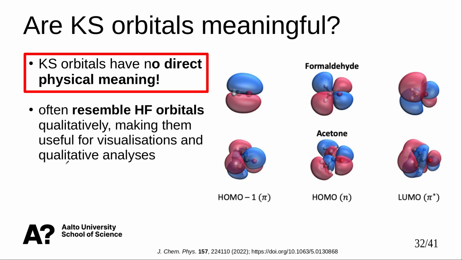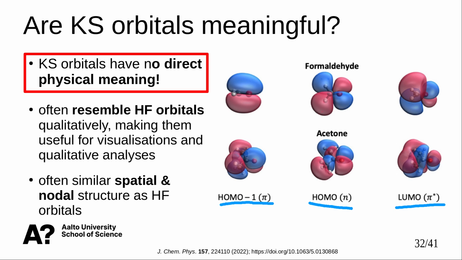And we can do a quantitative analysis. So for example, here are shown formaldehyde as well as acetone, and that's the HOMO-1. That's basically the orbital one below the HOMO, and that's then the HOMO. And then on the right hand side there's the LUMO. If you check those orbitals, either for formaldehyde or for acetone, they match quite well with the Hartree-Fock orbitals. So just from plotting those, from the visualization perspective, we actually get some meaningful outcome here.